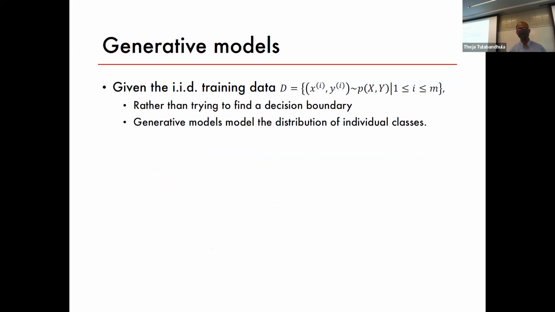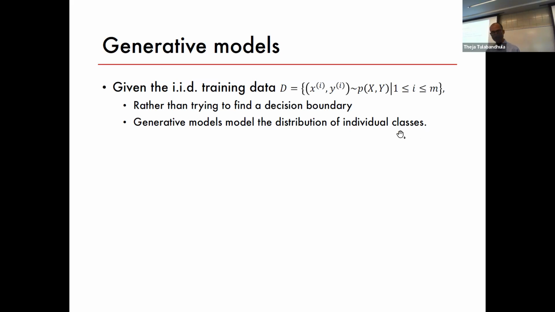Okay, so now let's talk about the generative version of the same thing. Let's say we have data drawn from some unknown distribution P of X comma Y. Instead of finding the decision boundary directly, in classification we actually care about modeling the distribution of individual classes. This is a different way of saying we want to focus on the joint distribution of x and y. Generative models model the distribution of individual classes. So it's saying, given a class, under class 1, what does the distribution of my features look like? Under class 2, what does the distribution of my features look like? That's what this sentence means.